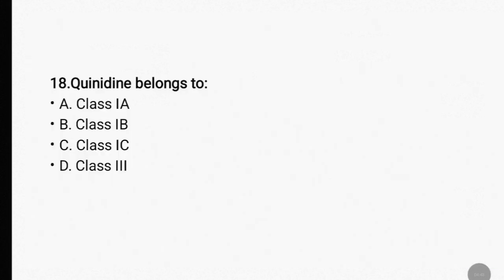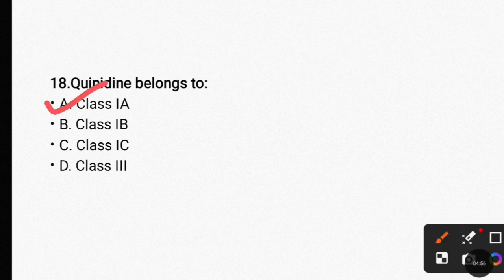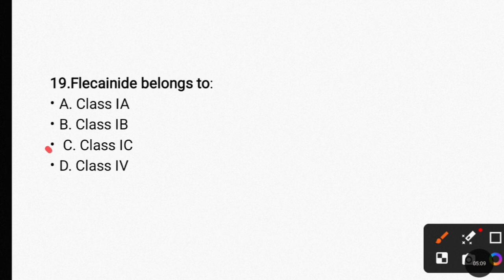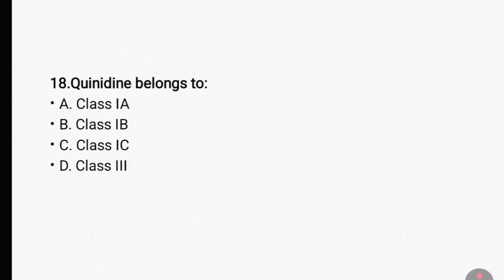Next we come to quinidine. Which group does it belong to? Class 1A, class 1B, class 1C, or class 3. So here the right answer is class 1A, that is the sodium channel blocker and comes under the strong category. That's why it falls under the class 1A group. Flecainide belongs to class 1C. This is the weak category of sodium channel blocker, that comes to the class 1C group.